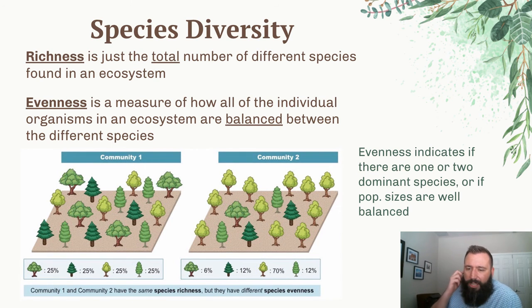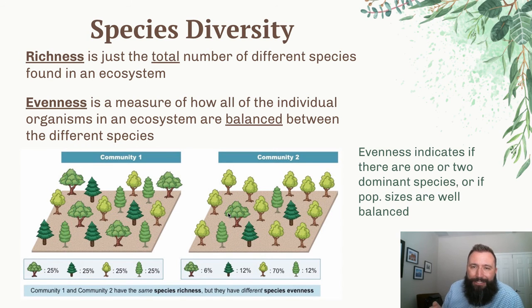I'm looking at two different communities here. Let's count up the number of species and figure out the species richness. I see this type of species, I see this one, and this one. There's 4. There's a species richness of 4 in community 1. Let's take a look at community 2. 1, 2, 3, 4. Community 1 and 2 both have the same species richness, a value of 4.